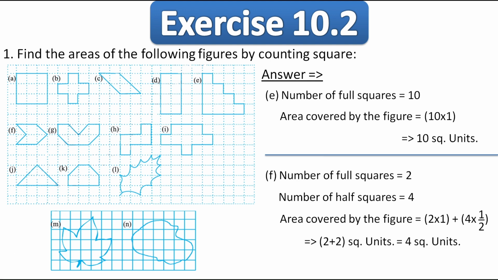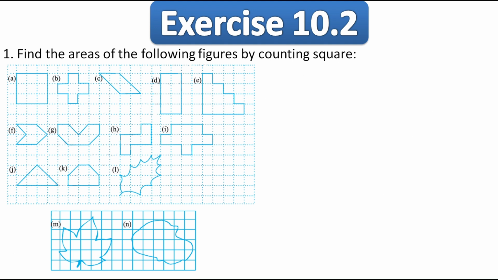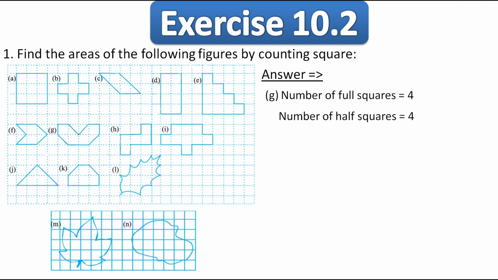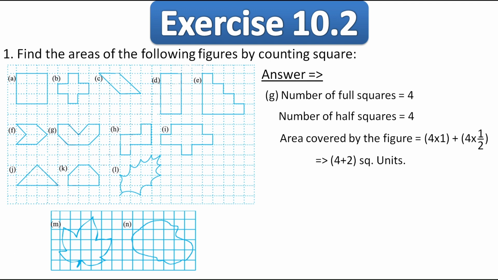Now in G, we have 1, 2, 3, 4 full squares. Therefore, the number of full squares is 4 and half squares are also 4. See here, 1, 2 and 3, 4. So 4 half squares are there and 4 full squares are there. Therefore, the area covered by the figure is 4 into 1 plus 4 into half, which is equal to 4 plus 2. Why 2? Because half of 4 is 2. And 4 into 1 is 4. So 4 plus 2 is equal to 6 square units.